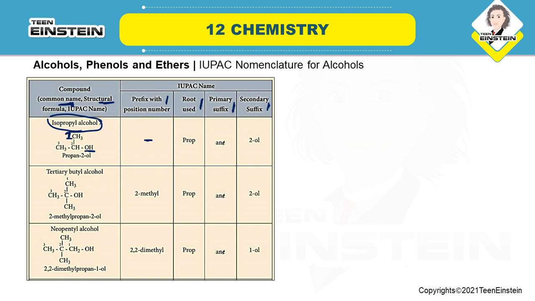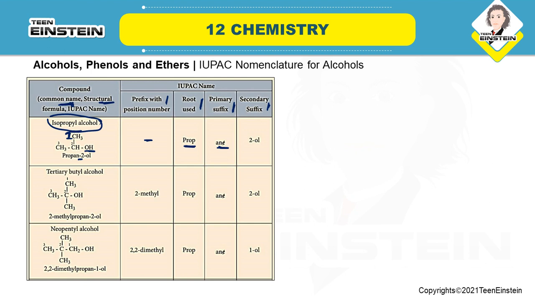Then root word, 3 carbons, so that is why it is prop. Primary suffix: there is no unsaturation, so it is an. So ultimately it will be written as propan. And secondary suffix is always ol, which is at the 2 position. So the name is propan-2-ol. And be careful, it is not pane, it is propan, then hyphen.